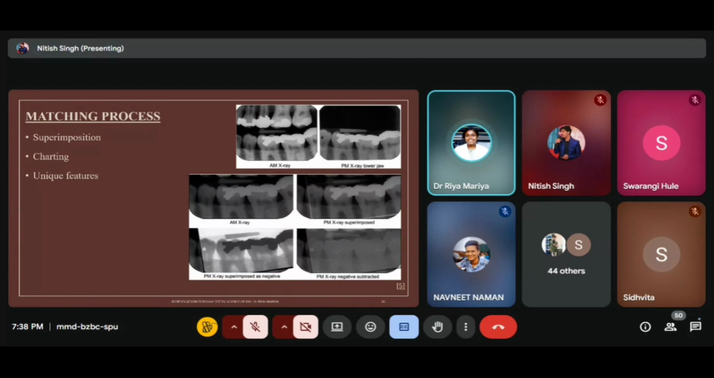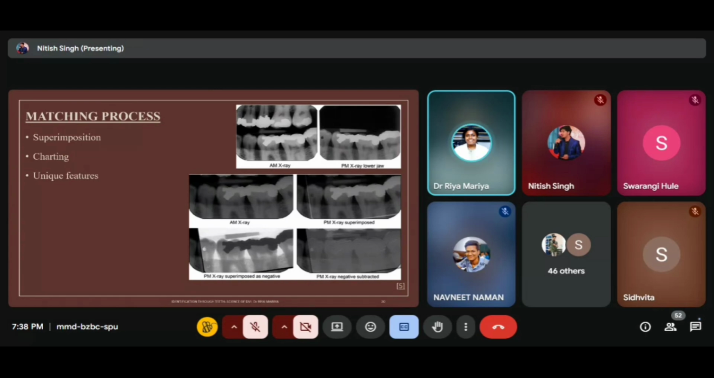So in this case, the shape of the filling is analyzed. The technique is given in the second picture, that is the big picture. It is the antemortem X-ray and postmortem X-ray superimposed, and this is superimposed as negative. So you can see the shape of the restoration or filling clearly. If it is exactly superimposing and the shape is exactly the same, the matching can be done like that.